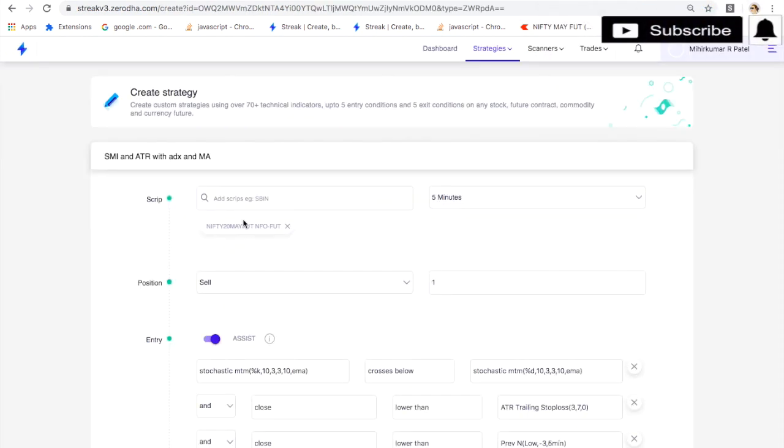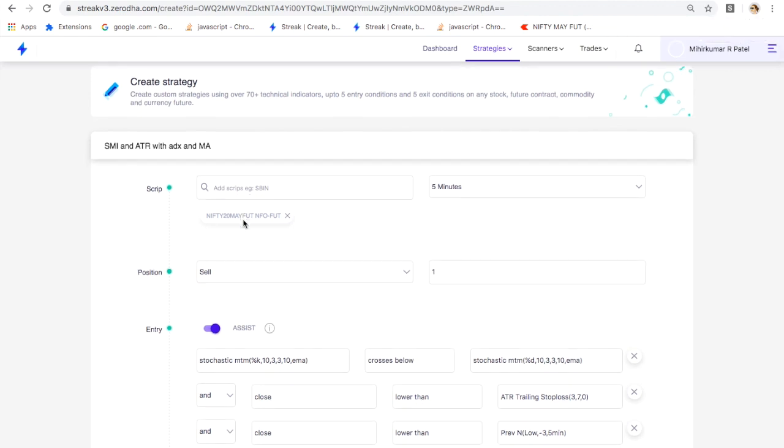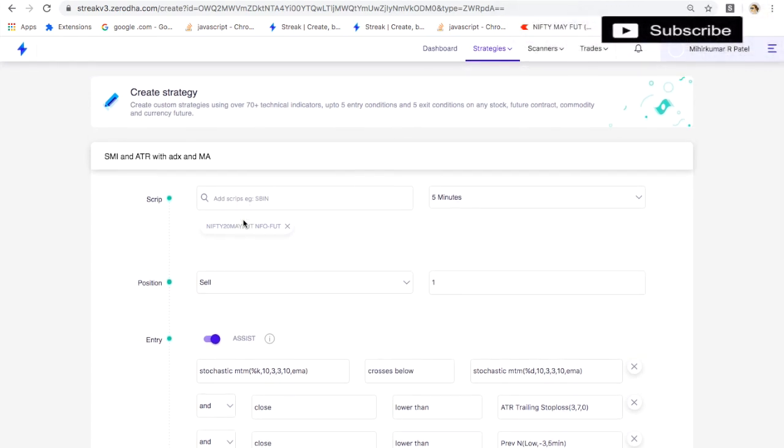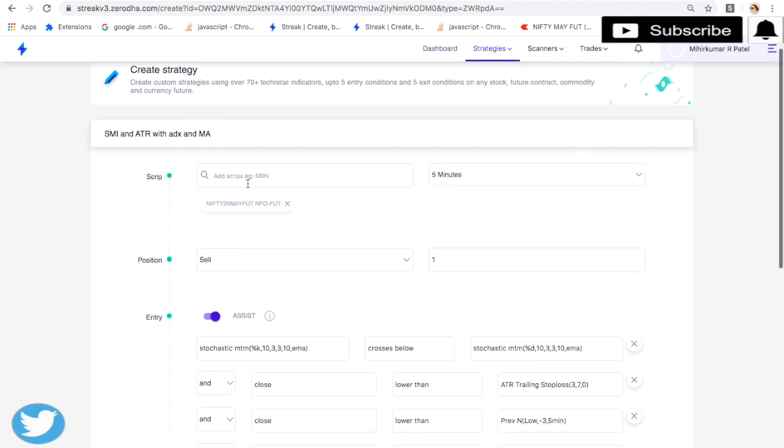Now in order to check the accuracy and the performance of our algorithm, I am going to use Streak. If you don't know what Streak is, just watch my video introduction to Streak and Streak parameters. The link is given below in the description box. Now I am going to apply it on Nifty future, on a 5-minute chart, I want to sell, one lot.